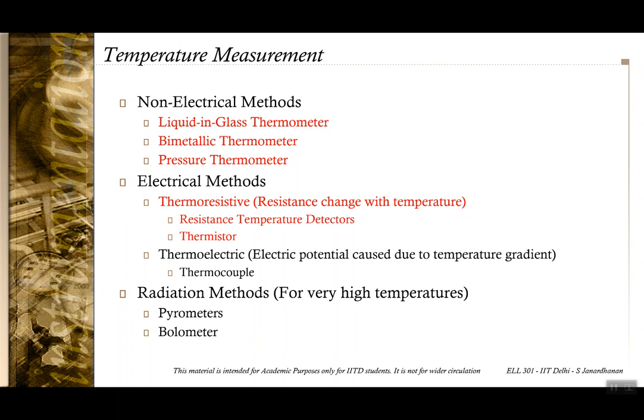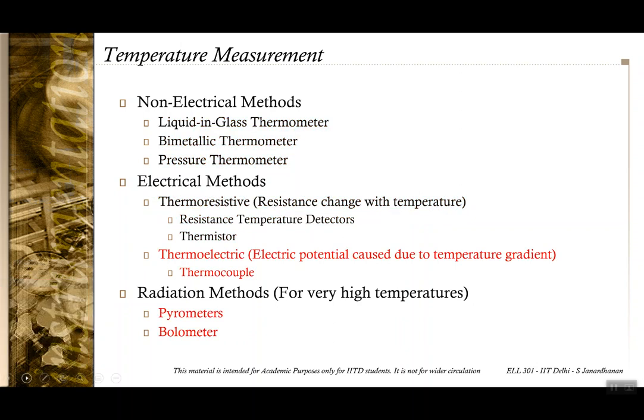principle for temperature measurement, that is thermoresistive measurement, where the resistance of some material changes with temperature, like in an RTD, where there is a positive correlation between the change in resistance and the temperature, and a thermistor in which there is a negative correlation.